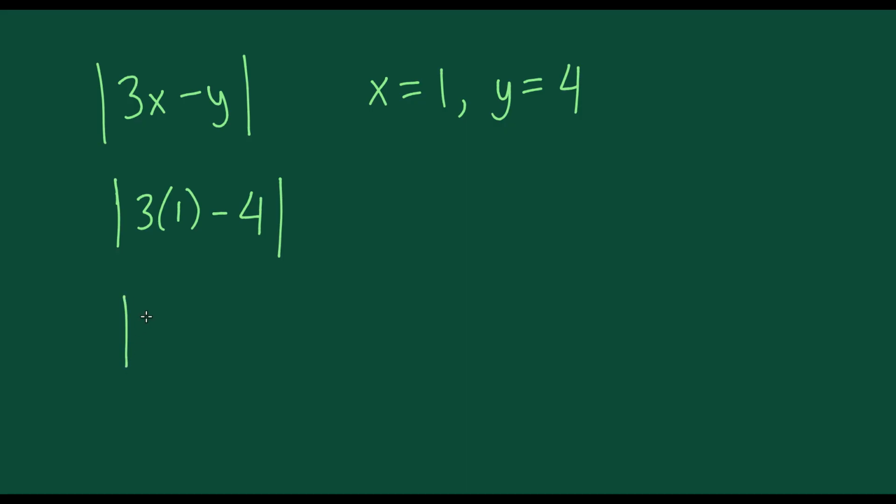3 times 1 is 3, so we have the absolute value of 3 minus 4, which is the absolute value of negative 1, and then the absolute value of any negative number is simply itself as a positive number. So we have a negative 1 becomes a positive 1. And that would be your answer.